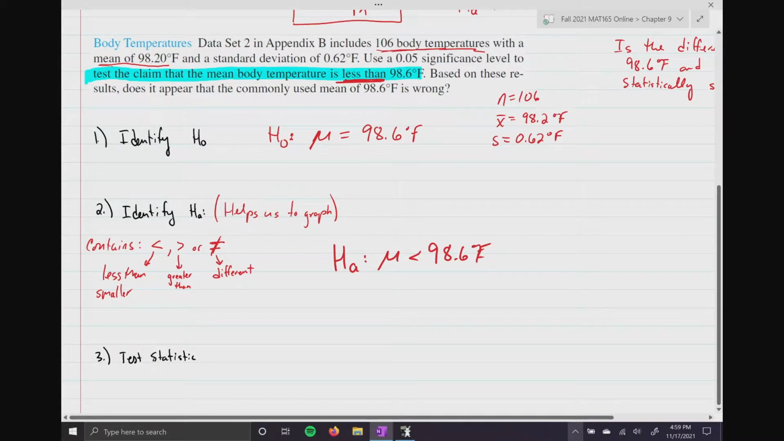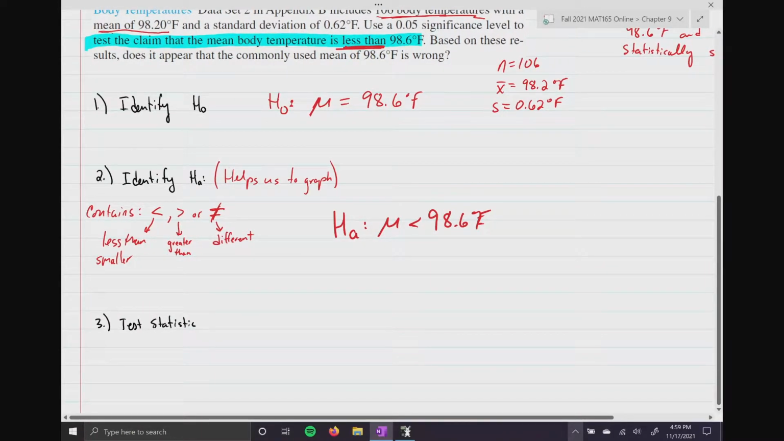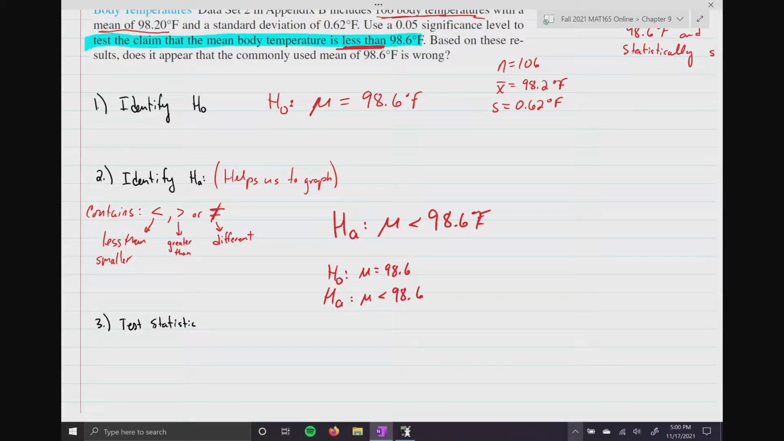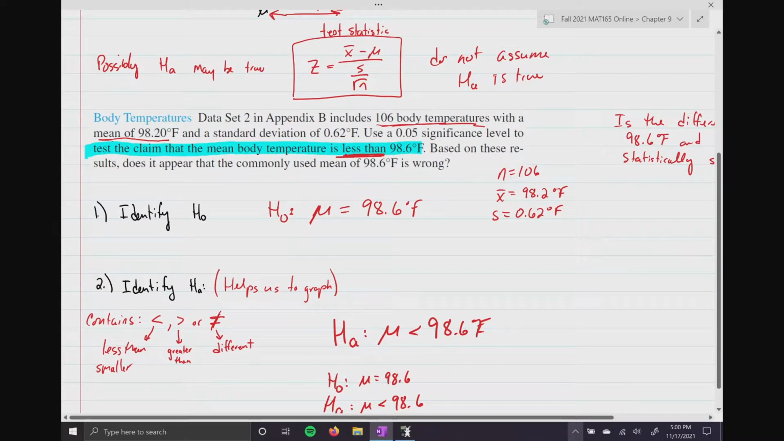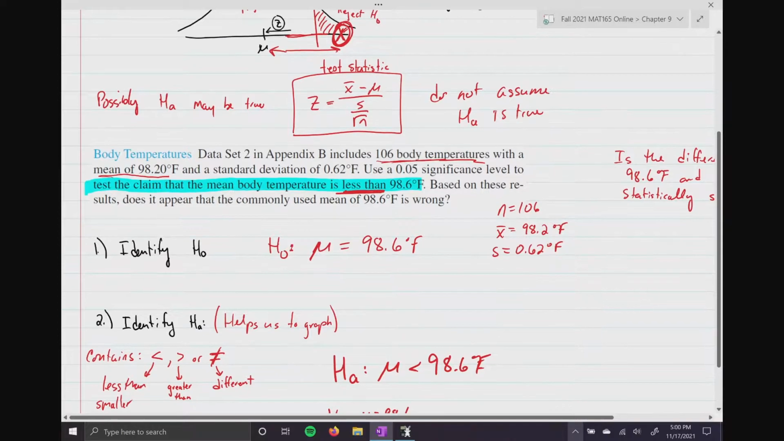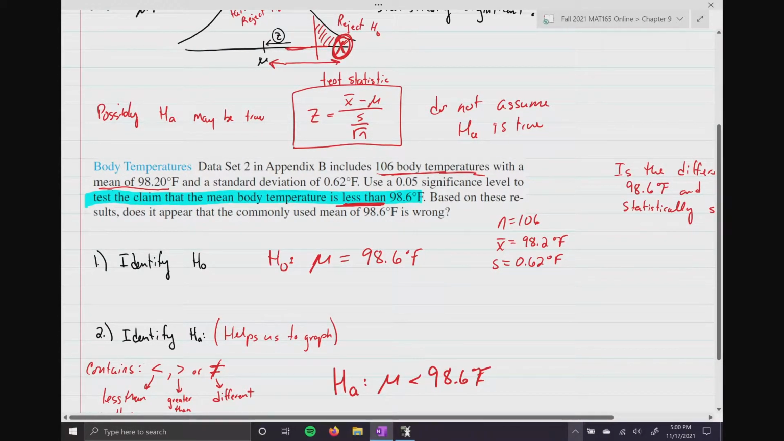Now, this is just me, all right? I like to condense my information. So directly underneath here, I'm just going to write the null, mu equals 98.6, and then the alternative, mu is less than 98.6, okay? So now we need to find our test statistic, and this is going to be a formula. And I have it right up here at the top of your screen, and that test statistic tells me the distance that mu is from the observed data that we've collected, okay?